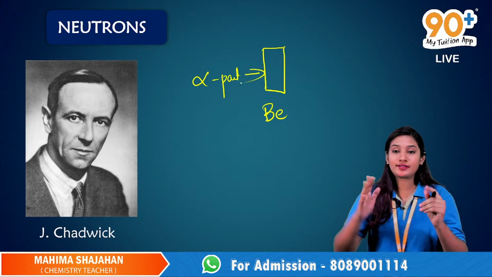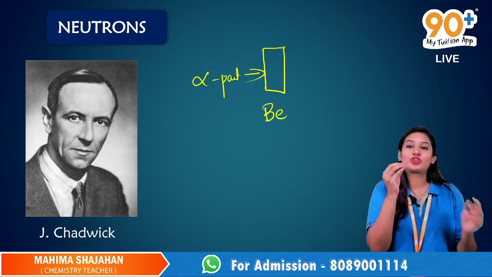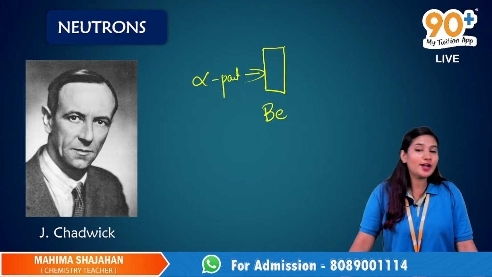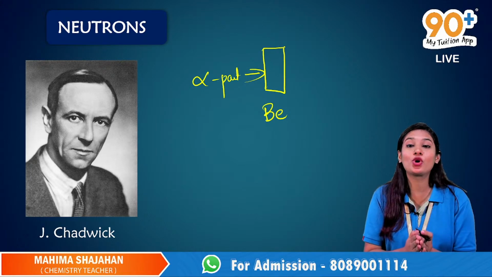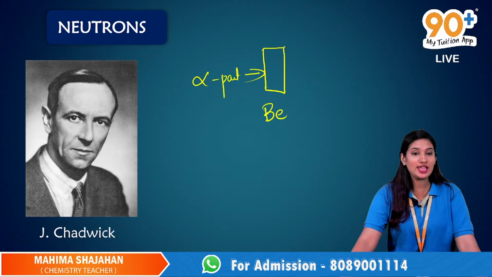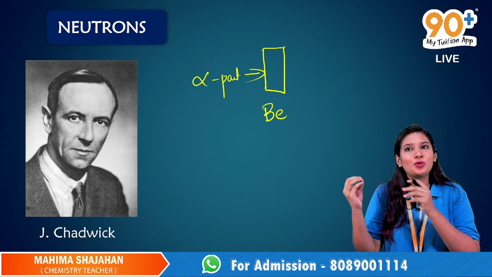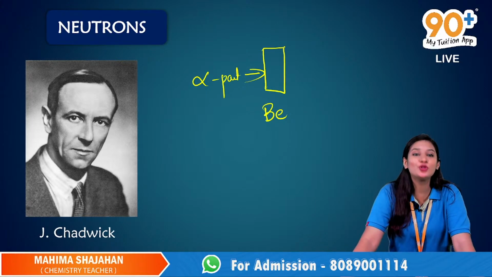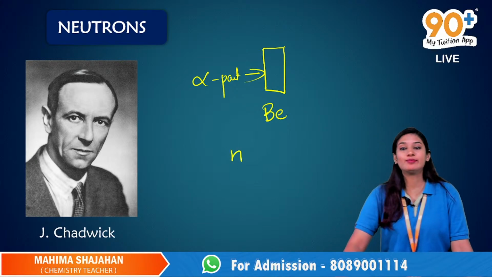When beryllium was bombarded with alpha particles, he found that some charge-neutral particles were emitted, and these neutral particles had a mass very close to the mass of protons. Chadwick detected this particle with the same mass as a proton but no charge, and he named it the neutron. Now, how will you represent a neutron? Small n.